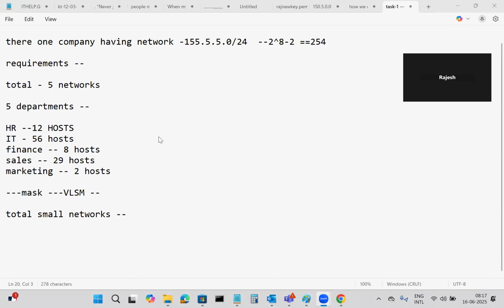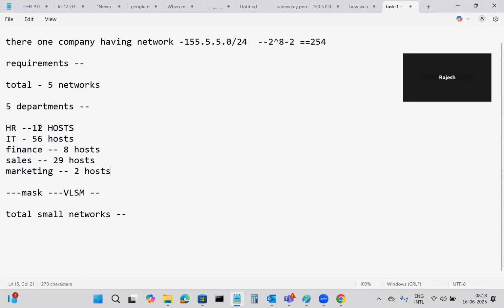So yep, we have a task where we have a requirement. One company has a network of 155.55.0/24, and the requirement is below. We need five networks, as the company has five departments. And for each department, the requirement is set this way.